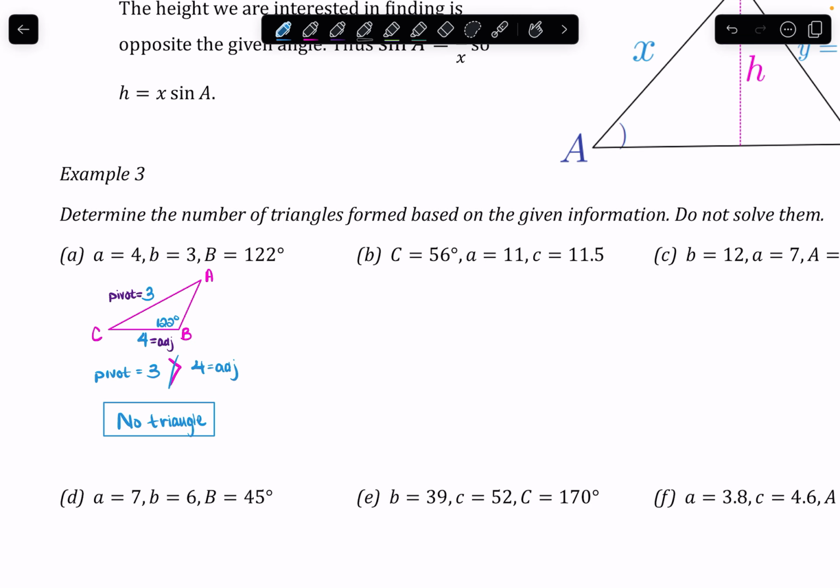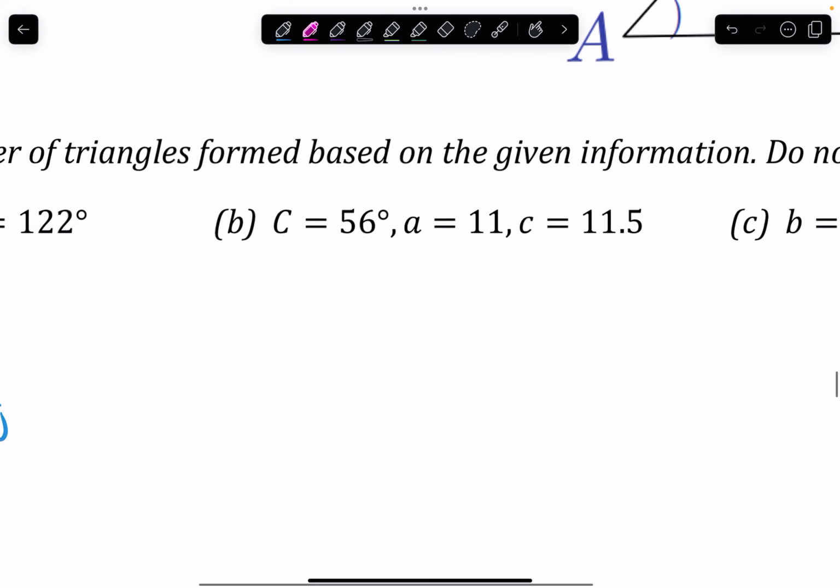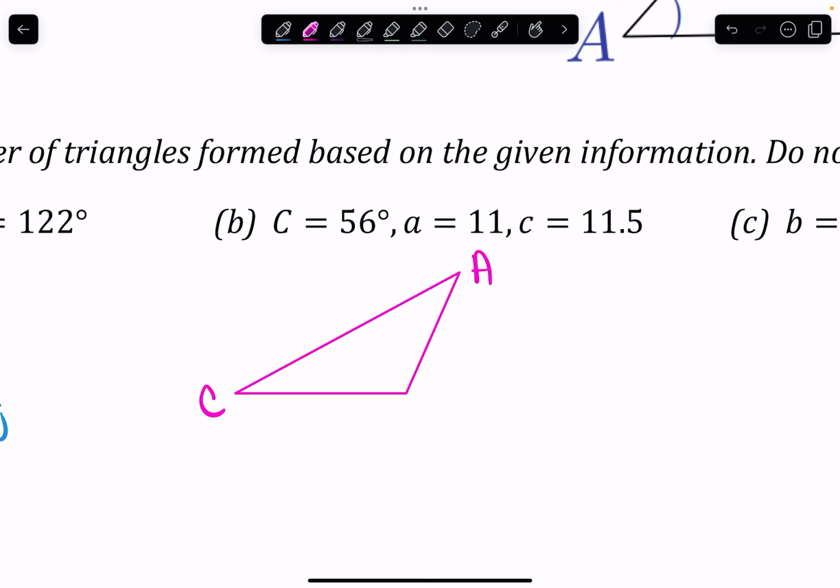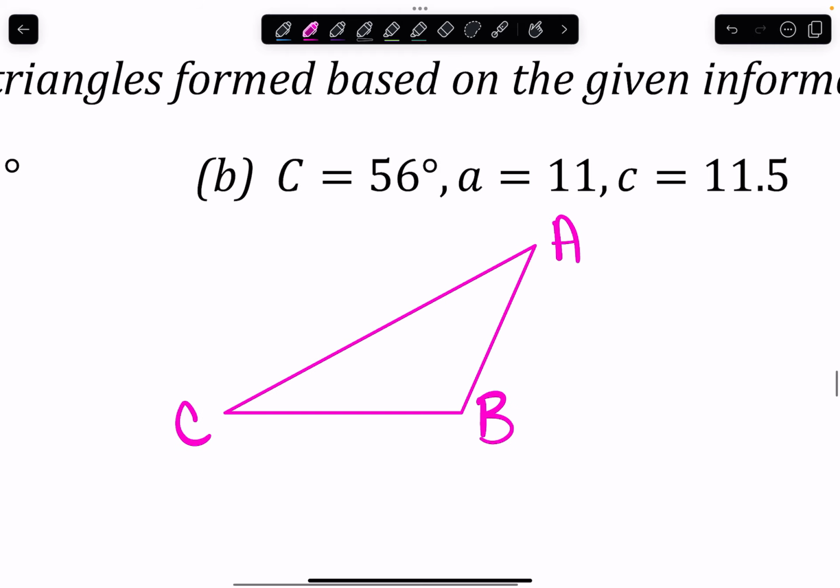Case number 2. All right, we are given C is 56 degrees, A is 11, and C is 11.5. So, picture. C is 56, and since that's acute, I'm going to call that C. I don't know which of the other two needs to be which, so we're just going to go with this. Angle C is 56 degrees, side A is 11, and side C is 11.5.